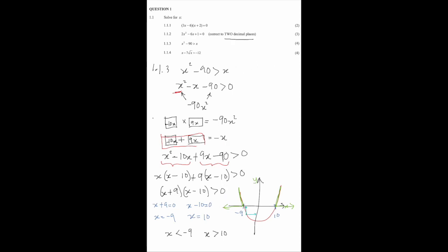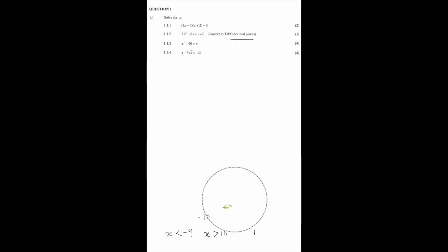So now going to 1.1.4, I'll just erase this here. Now 1.1.4. It says x minus 7 root x is equal to -12.